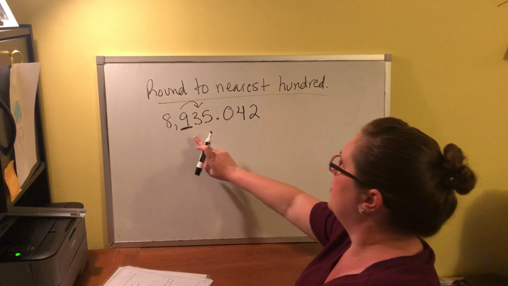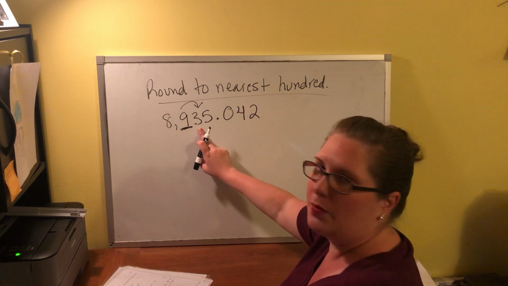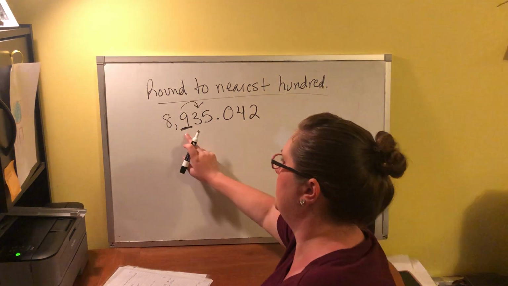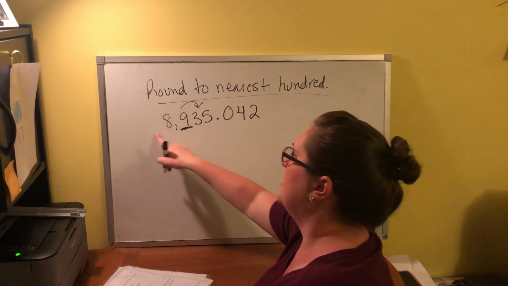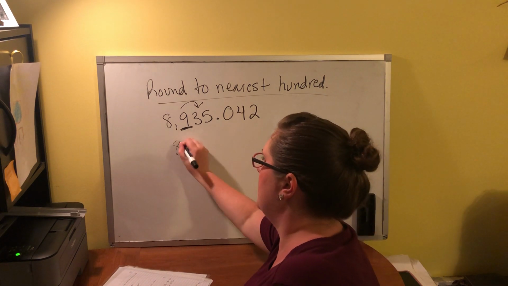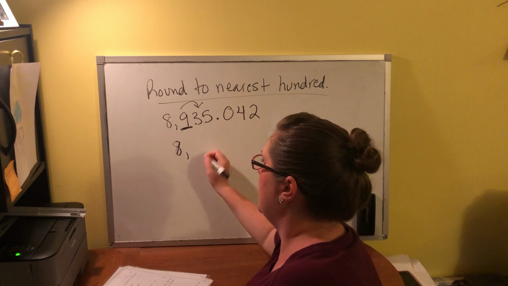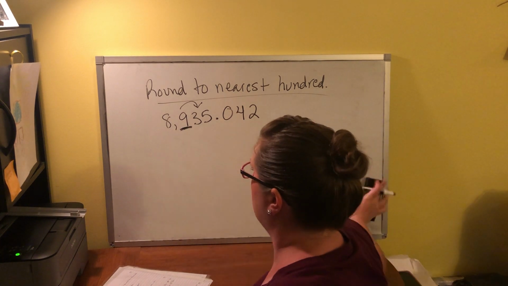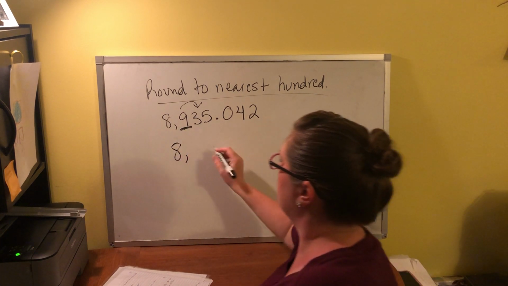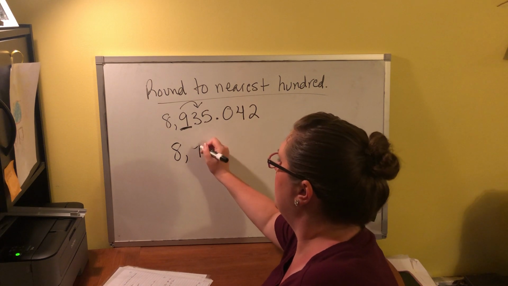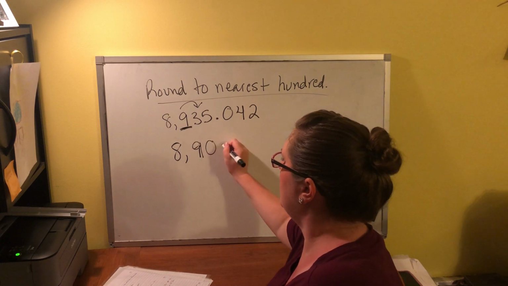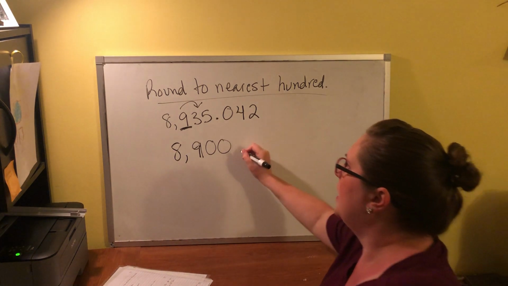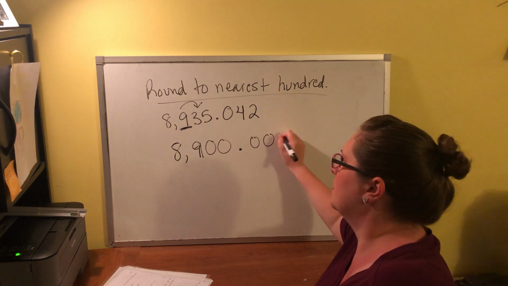So looking at this number, I look to the right of the 9, it's a 3. So that means I'm technically rounding down, right? I'm not doing anything. I'm keeping the 9 the same. Everything to the left of that number stays the same. So the 8 stays for the 8,000, right? That doesn't change. I think my marker's dying a little. Okay, 8,000. The 9's going to stay. Everything else becomes zeros.